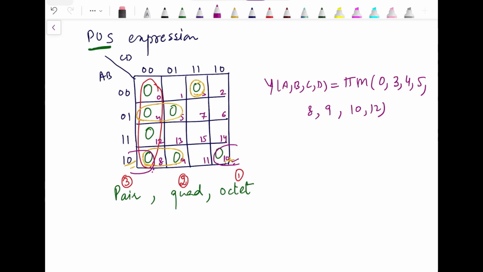In the next video, I'm going to take examples of K-map problems for the SOP expressions.